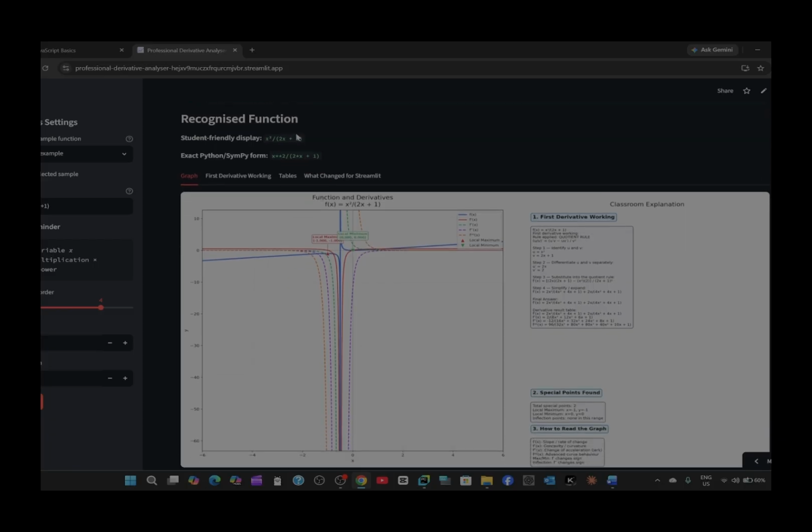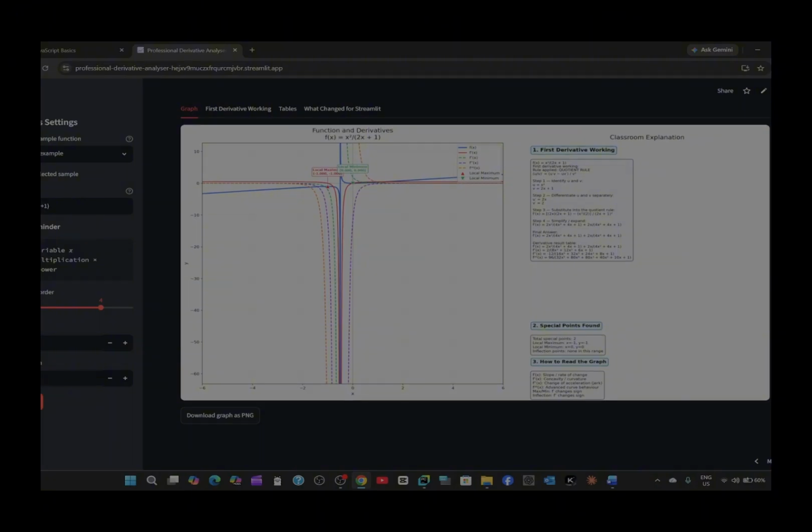It recognizes the function: x squared divided by 2x plus 1, right? We put in x squared divided by 2x plus 1, the exact Python way we put it in here. So see the result. Amazing. So quick, running so fast. You look at the graph. Look at the graph. I saw all this here, and look at the derivative working out. A little more detail on this one.